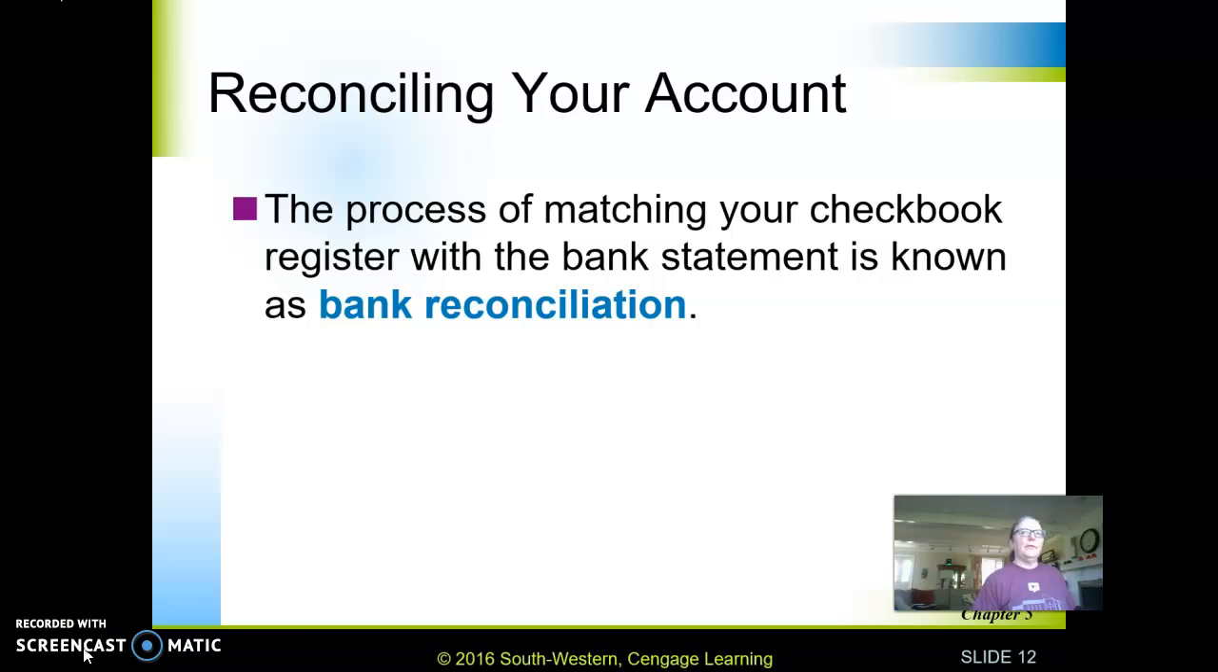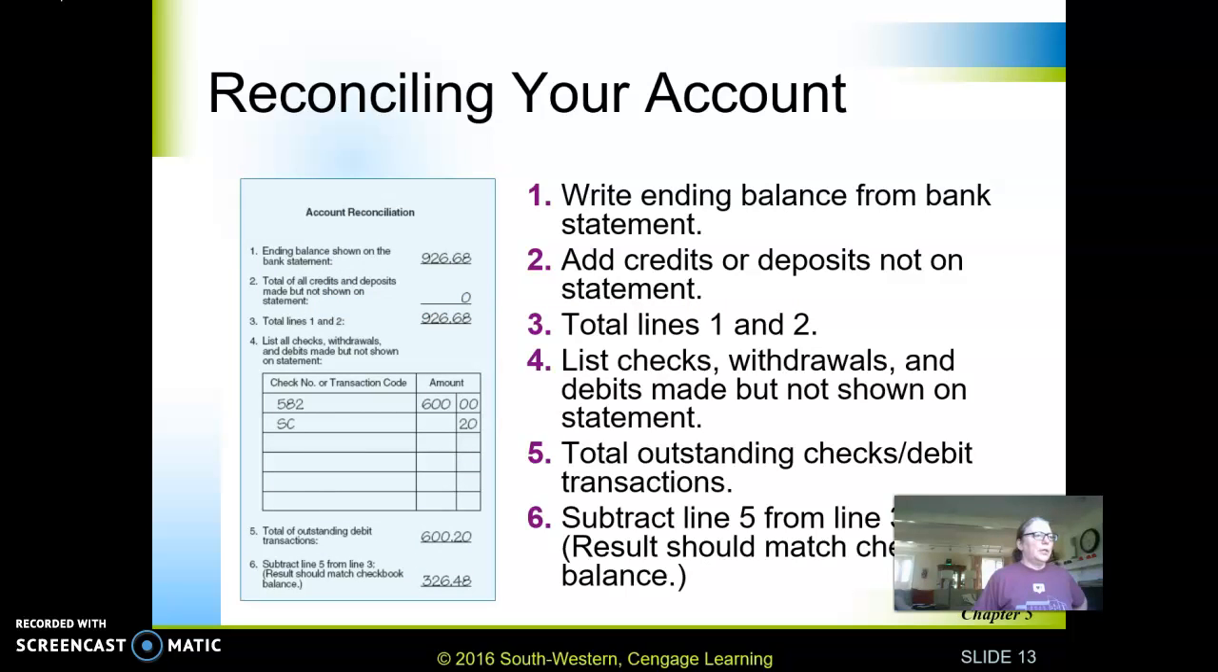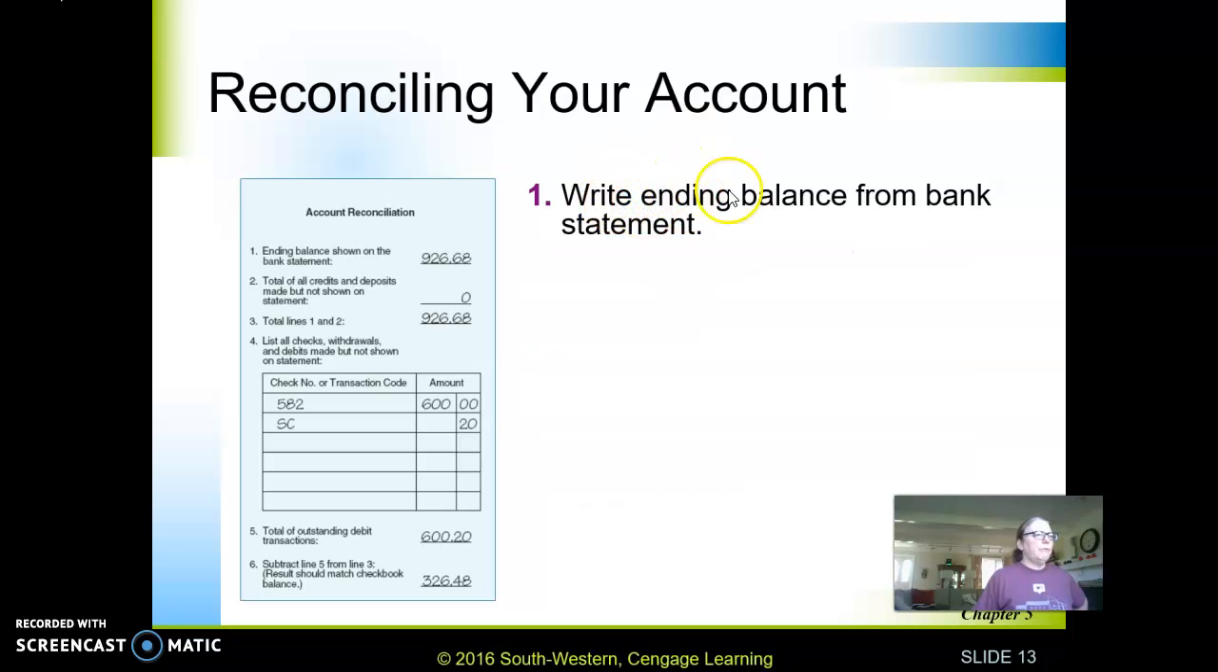So a bank reconciliation is just trying to make sure that what the bank statement thinks you have in the account is the same thing that you think you have in your account, which you recorded in the checkbook or the checkbook register. So I'm trying to match those two amounts. It's probably easier if you look in your book at this, but let's talk through each of these pieces. First, write the ending balance from the bank statement.